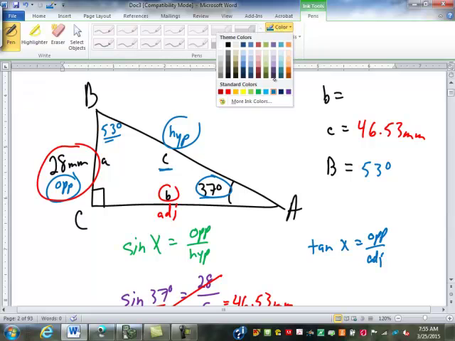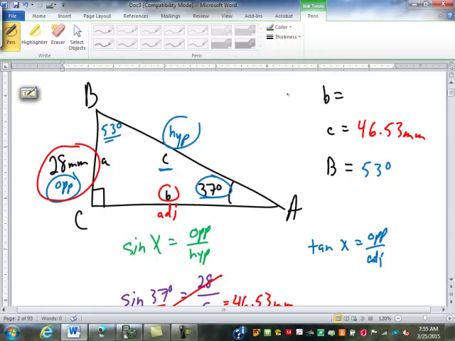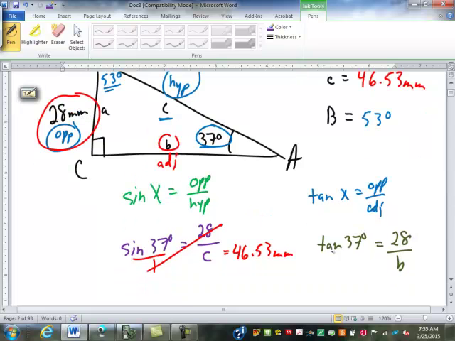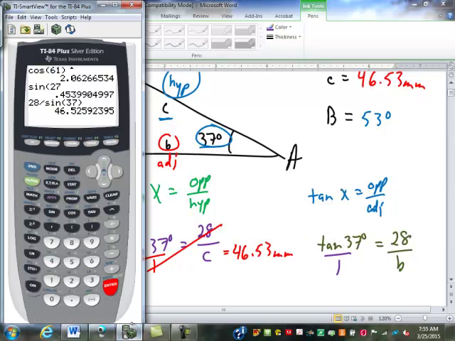Filling in what we know, once again, we still know the angle is 37 degrees. We still know the opposite side is 28, but now we're looking for the adjacent side, which is B. And since we know the angle, we're going to make it a proportion. So this will be 1 times 28 divided by the tangent of 37. So 1 times 28 is 28, divided by the tangent of 37. 37.16 we get.